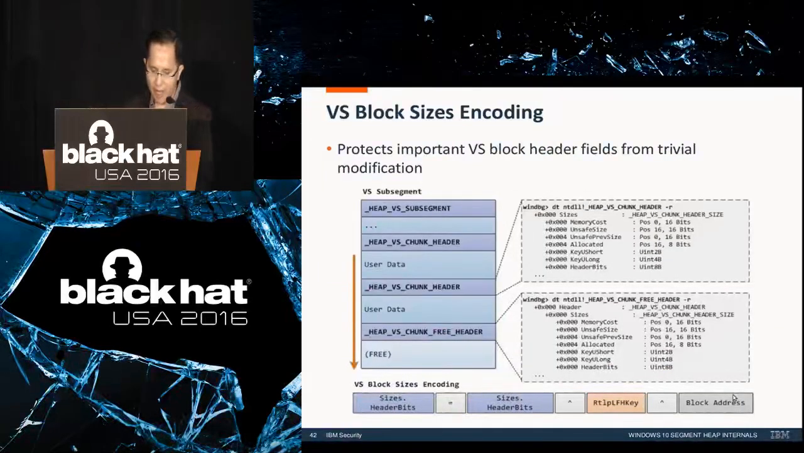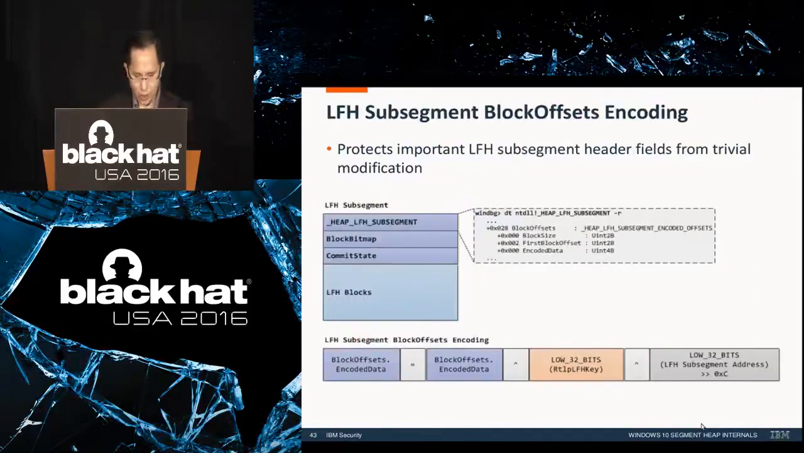Next, VS blocks have a block header at the beginning of each block, and these headers here are potential targets for overflows. To protect important parts of the VS block header from trivial modification, they are encoded using the LFH key and the block address. Similarly, the LFH subsegment headers also have some important fields that an attacker may leverage. Again, to protect these important fields from trivial modification, they're encoded using the LFH key and the LFH subsegment address here.